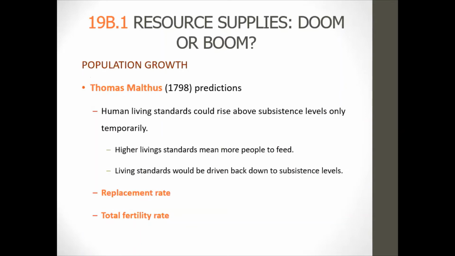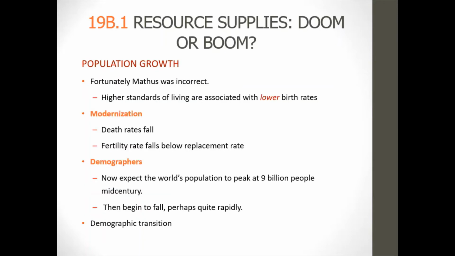So Thomas Malthus, he did a lot of work on this. Higher living standards means more people to feed. Living standards would be driven down to subsistence levels. So as we get higher population values, let's say to 20 billion people in the world, then we're going to have a lower quality of life because we won't have enough resources.